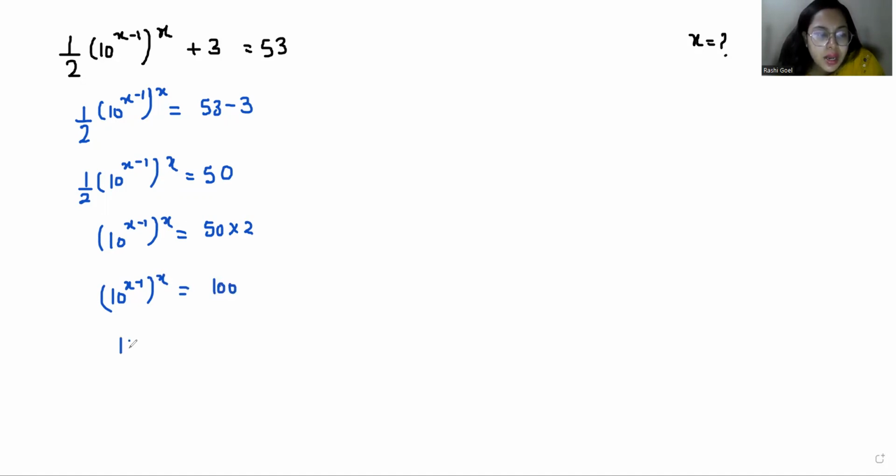Now 10 power (x-1) times x is x^2 - x = 100. We can write it as 10^2. Now we know that if the bases are equal, their powers are also equal. So x^2 - x - 2 = 0.